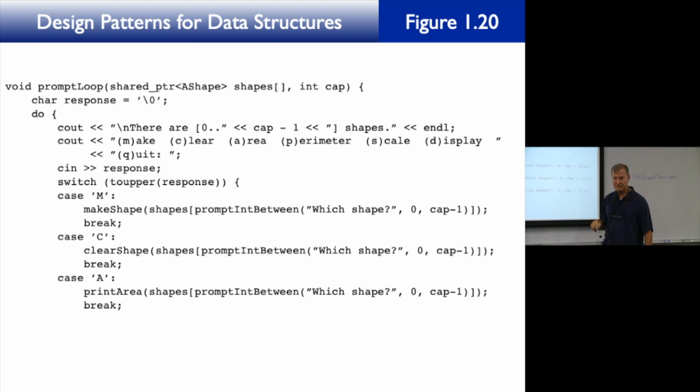Is everybody good? And then we switch, and then we case, and now we can do case capital M, capital C, capital A, because we did toUpper, see? Okay, so boom, boom, boom, boom. And if it's M, we do make shape. If it's C, we do clear shape. If it's A, we do print area.